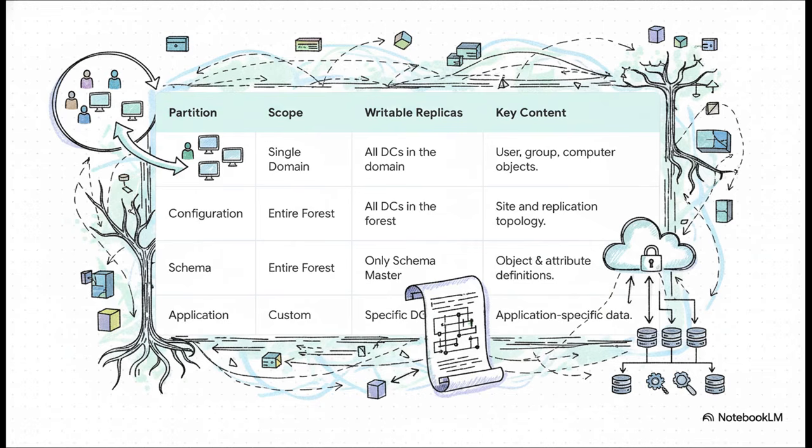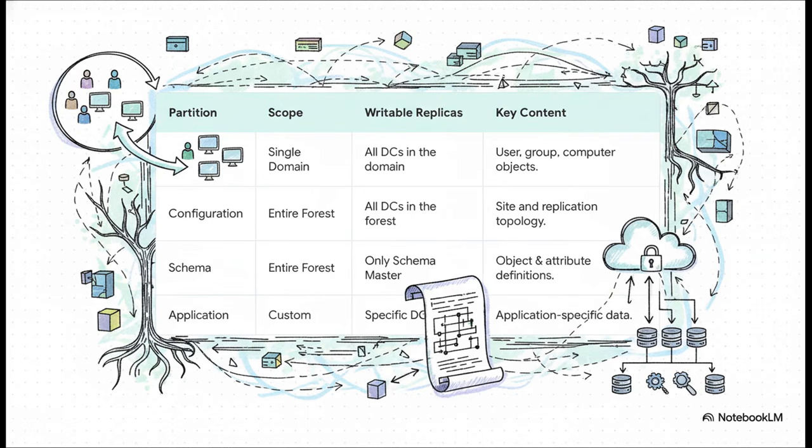This table really lays it out. First up, you've got the domain partition. This is the stuff you think of day to day. Users, computers, groups. Pretty straightforward. Then there's the configuration partition. Think of this as the GPS for the entire network. It maps out all the sites and how they talk to each other. It's replicated everywhere.